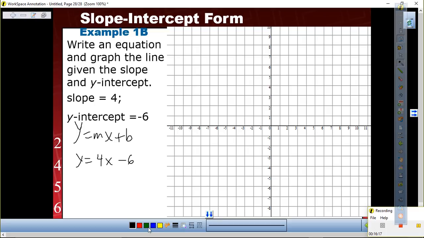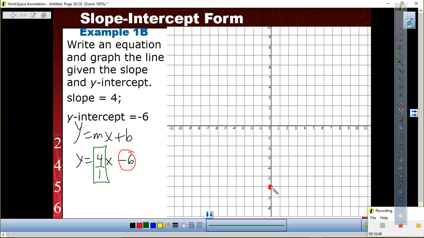So let's graph this. I circle my y-intercept. What is my y-intercept? Negative 6, which is down here. Now I'm going to use my slope. Box your slope. But here's a dilemma. This one doesn't have a denominator. So what would be our denominator, everyone? 1. Put that over 1. So let's see. How many steps up? 4. How many to the right? 1. So let's do that.